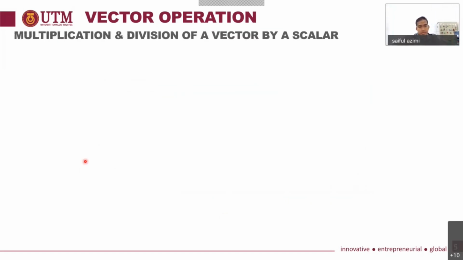Next is the multiplication and division of a vector by a scalar. You see here, this is vector A, which has been multiplied by the scalar number 1. And this is vector A, which has been multiplied by the scalar number 2. It means that the arrow becomes longer because more value is exerted. And this is a vector which has been multiplied by a scalar of -1.